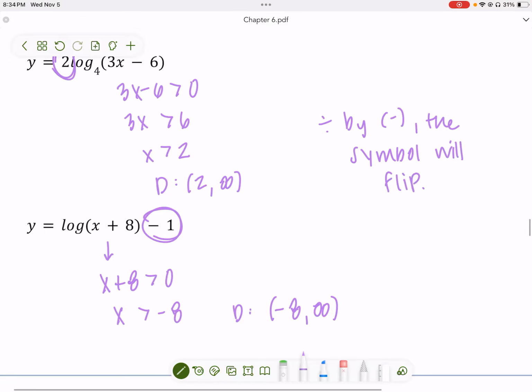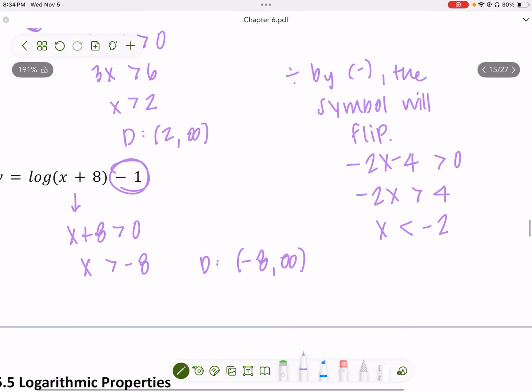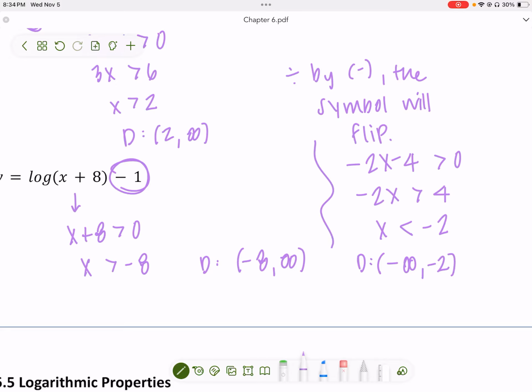I realize now that I don't have any examples of that, but something to keep in mind. Let me just think of one really quick. Let's do negative 2x minus 4 greater than 0. Negative 2x greater than 4. Dividing by that negative 2 flips the symbol and we get x is less than negative 2, which means negative infinity to negative 2 is going to be your domain. So just a quick note there.